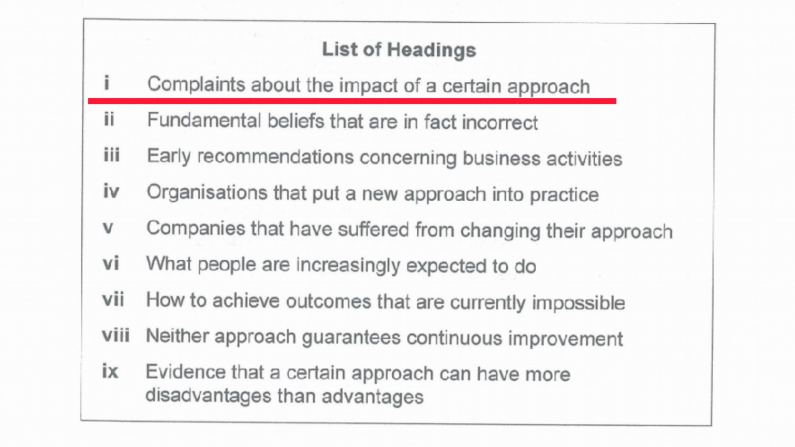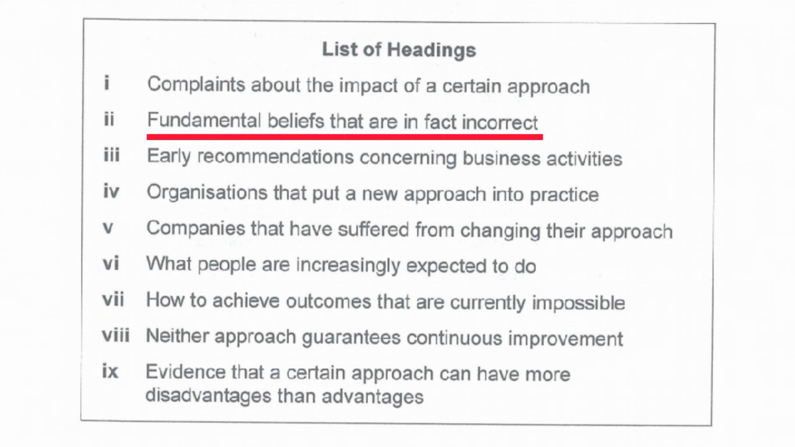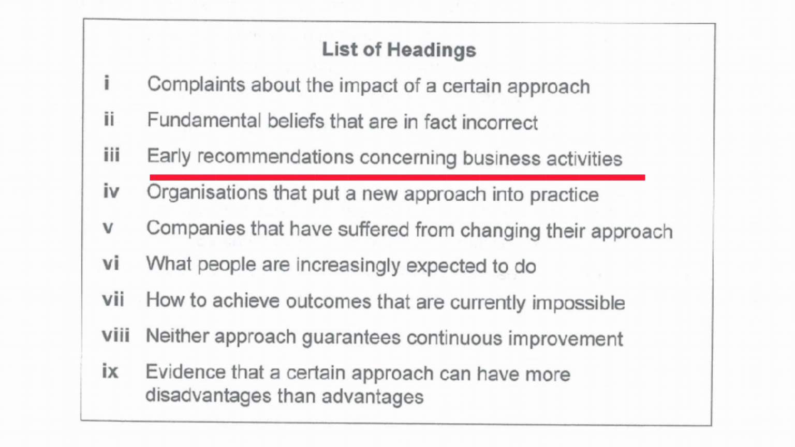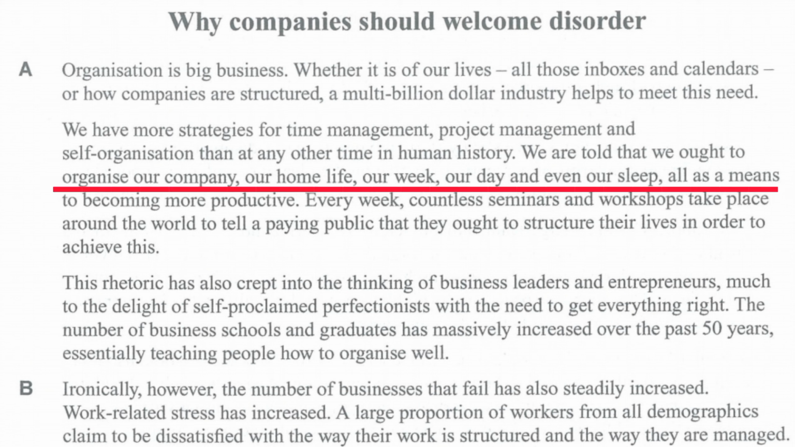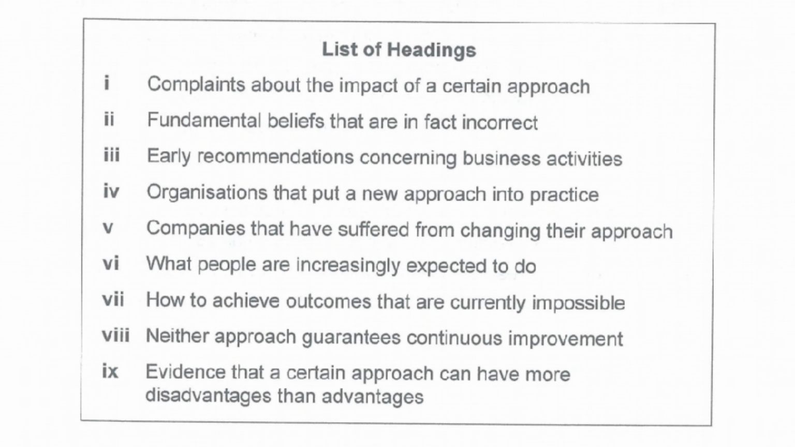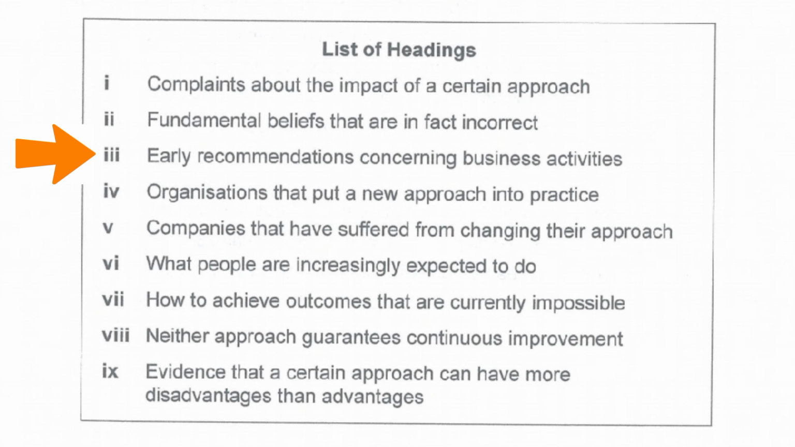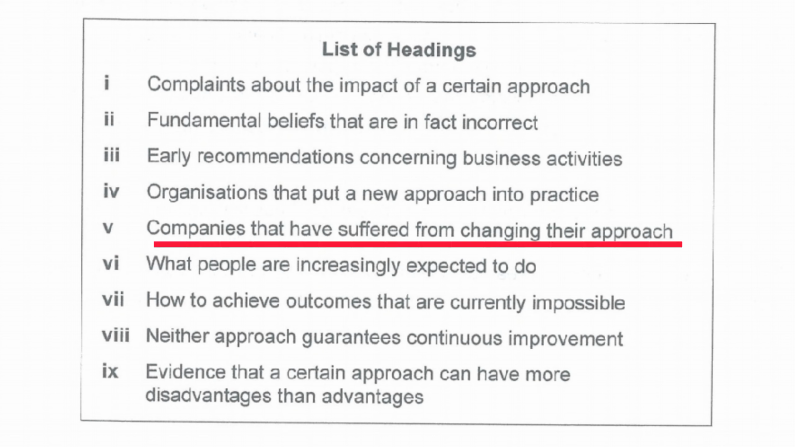Number one, complaints about the impact of a certain approach. No, there's nothing about the complaints. Fundamental beliefs that are incorrect. No incorrect beliefs have been mentioned. Number three, early recommendations concerning business activities. Now, recommendations have been given concerning business activities, so this can be considered. Number four, organizations that put a new approach into practice. Nothing but organizations is mentioned. And talking about number three, we will consider it, but we won't say that it's correct because we'll be reading the next options too. Number five, companies that have suffered from changing their approach.